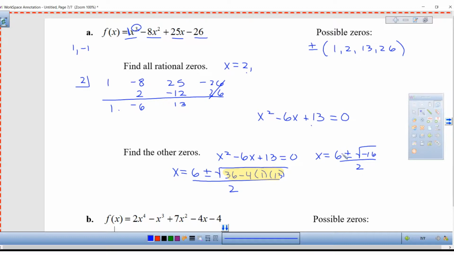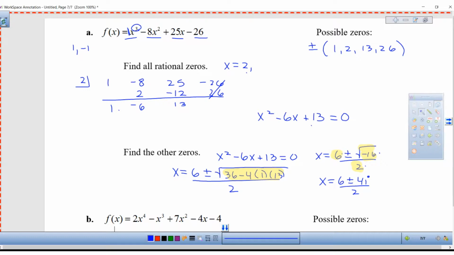I cannot cancel the 6 and the 2 because I have 3 terms. Look, term, term, term, and I would be excluding that one. You can't just simplify with 2 terms. You guys, the square root of 16 is a 4i. So I'm going to write it like that.